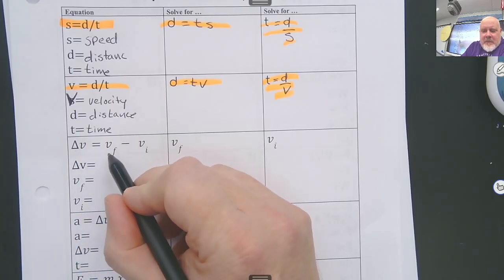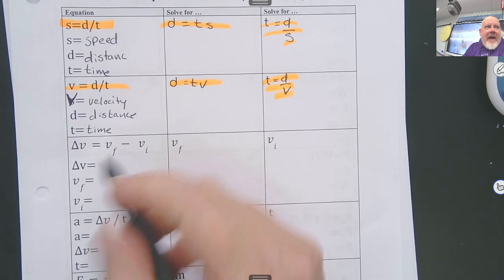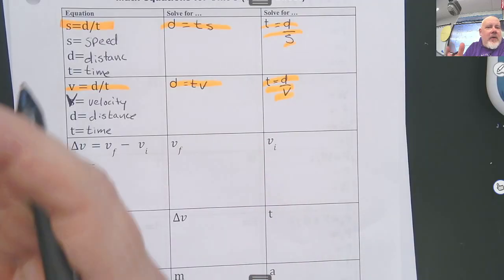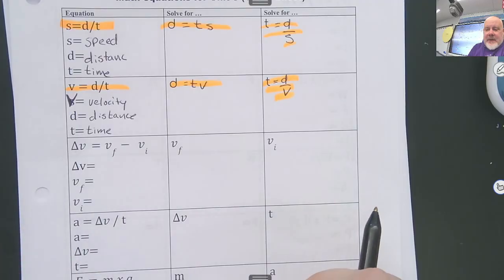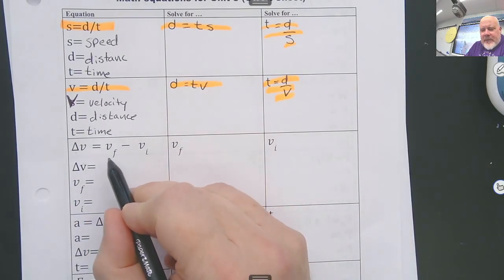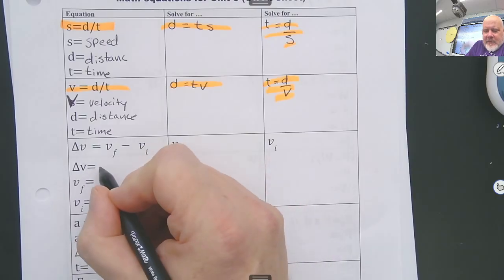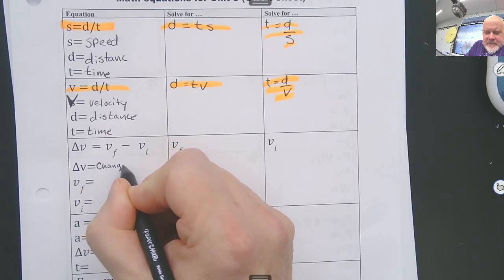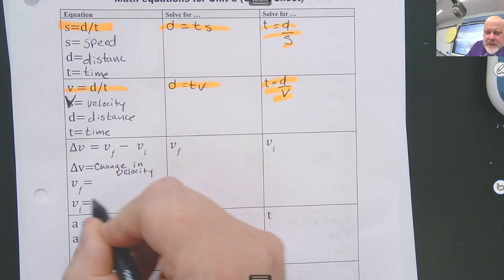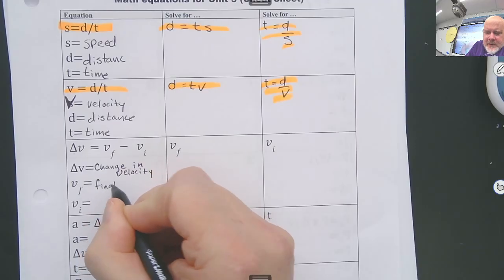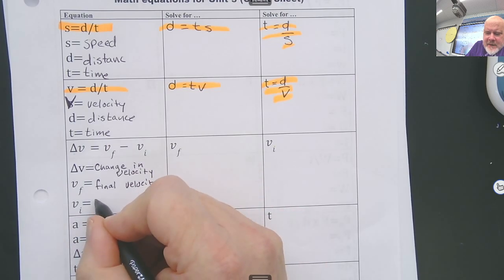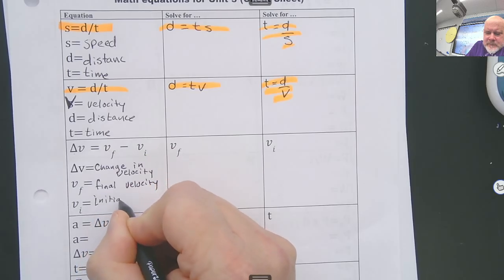And what's that change? Well, you have the initial velocity, how fast it was going when you started measuring, and the final velocity, how fast it was going when you stopped measuring, the last velocity. So this is change in velocity equals velocity final minus velocity initial. So right here, we just go right here, change in velocity. Okay, this is the final velocity, and VI is the initial velocity.